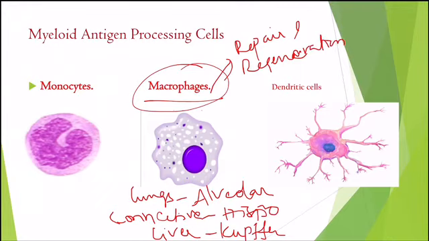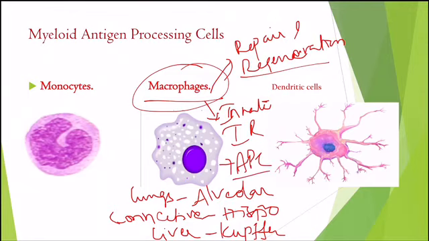Some macrophages are present in the tissues for a long term and play a role in regulating repair and regeneration. Other macrophages participate in the innate immune response and inflammation. Macrophages in the innate immune response and inflammation contribute to the clearance of pathogens and also serve as antigen presenting cells that can activate the T cells.